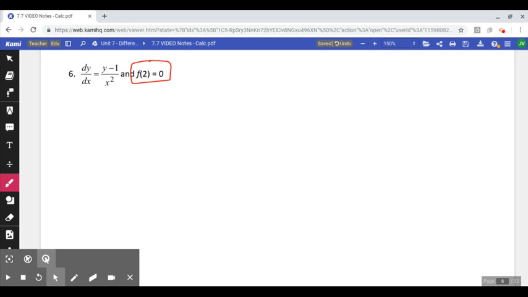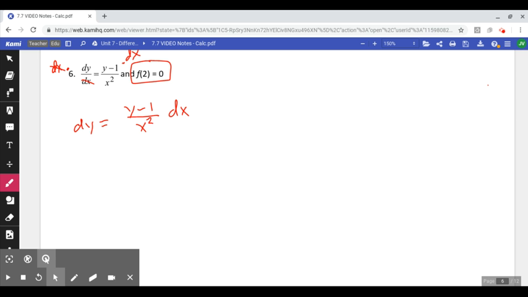The very first thing we're going to do is attempt to separate our variables, and I'll do this in 2 steps. So we'll just multiply on the right-hand side by dx. There we go. And the dx's then will cancel on the left, leaving us with dy is equal to (y minus 1) over x squared, and then dx.